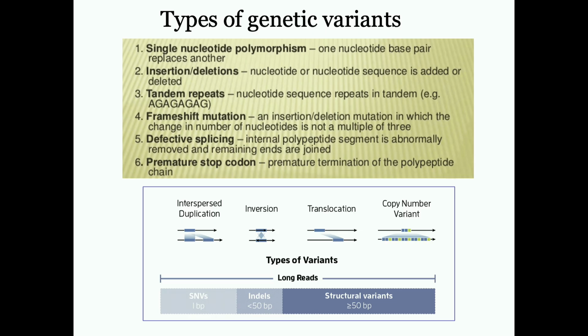Anyway, one of the major applications, and why all of us are here, is that we are interested in using NGS for clinical application. There are various types of variants which can be identified through an NGS-based approach, like single nucleotide polymorphisms (SNPs), insertions and deletions, repeat expansions, frame shift mutations, defective splicing, or even premature codon insertion in the genes.